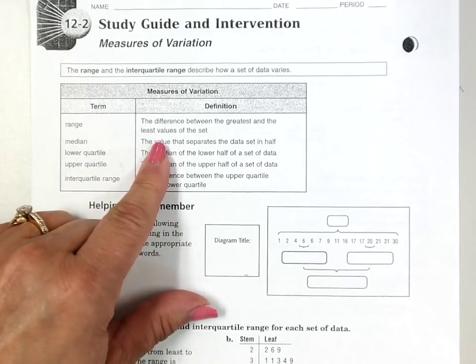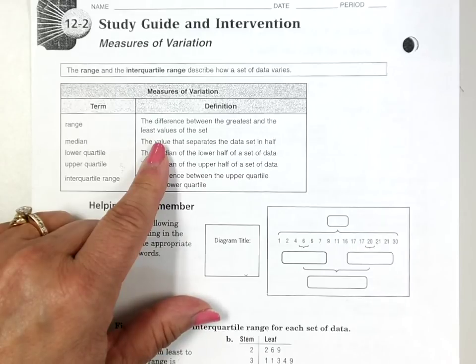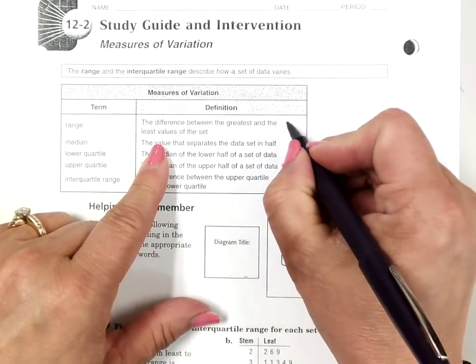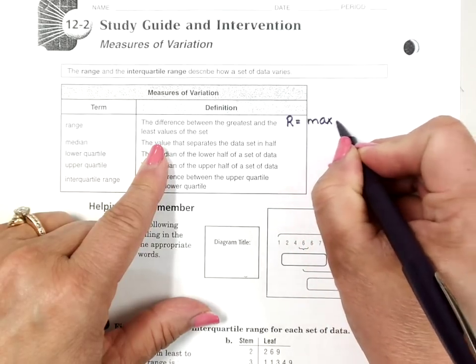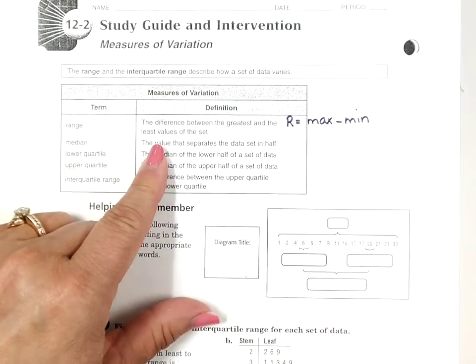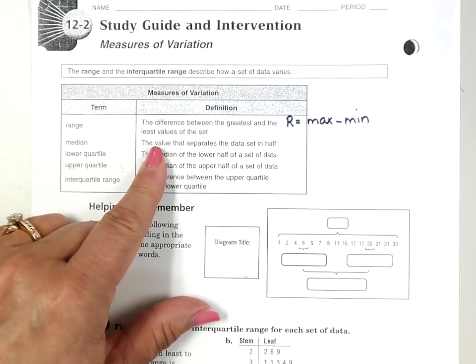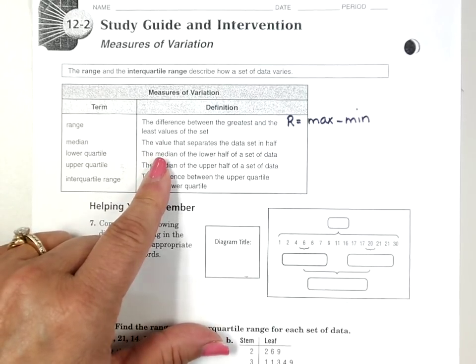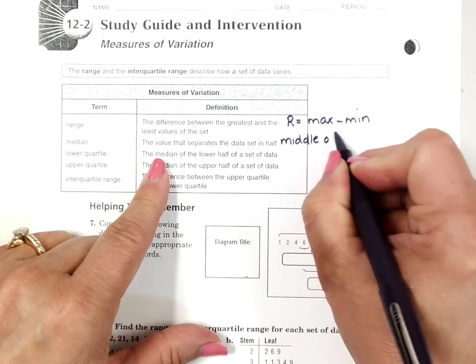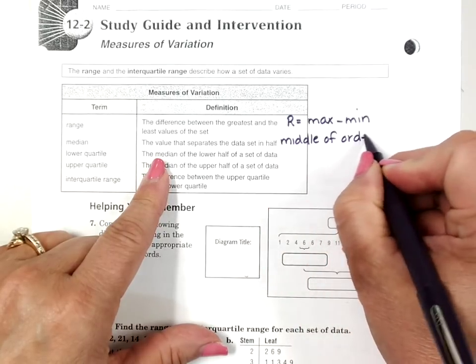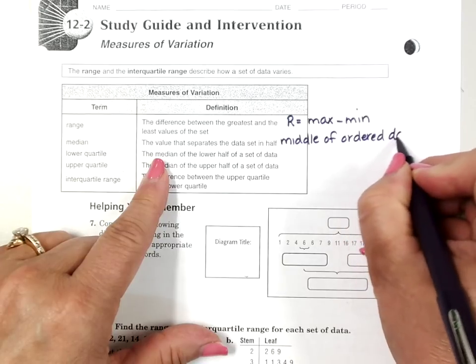The range is the difference between the greatest and the least value of the set. So I'm going to call that R for range, and that means you're taking the maximum number minus the minimum number. The median, we know, is the middle of ordered data.